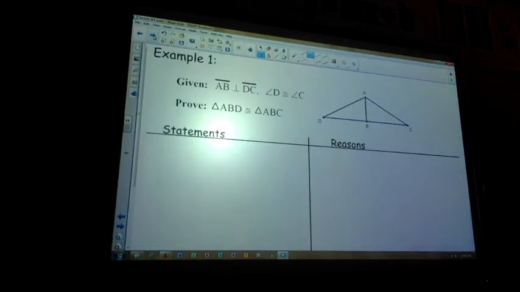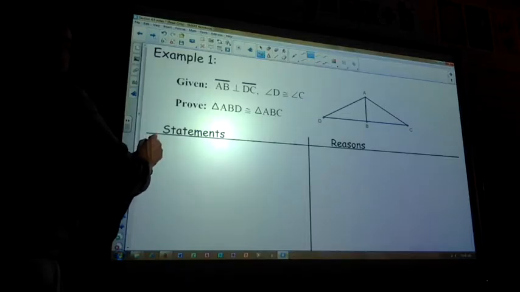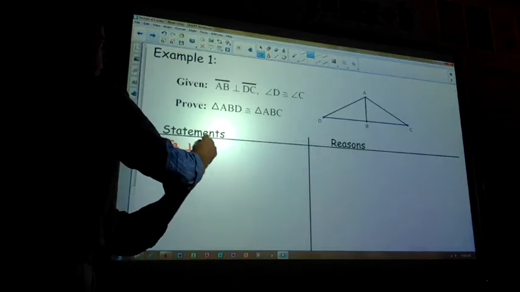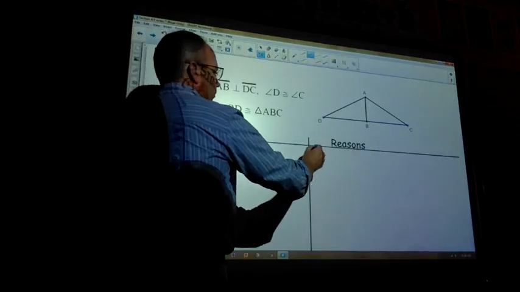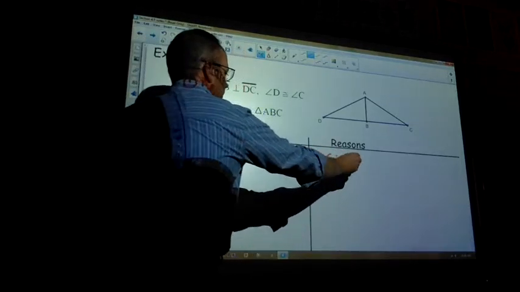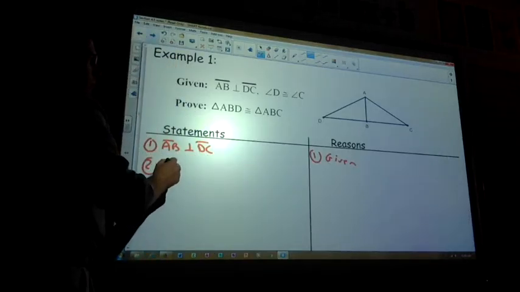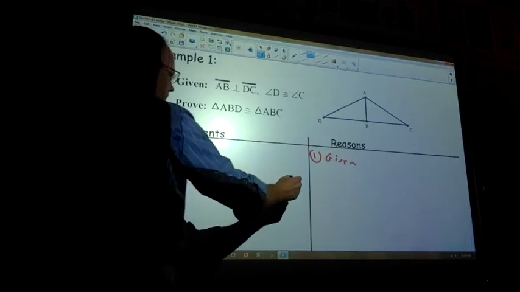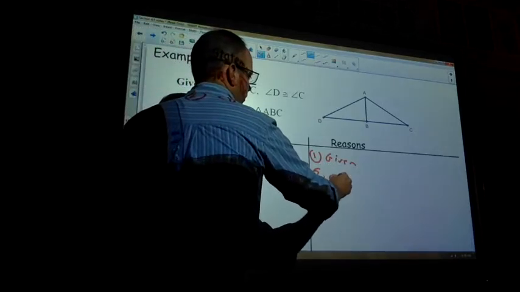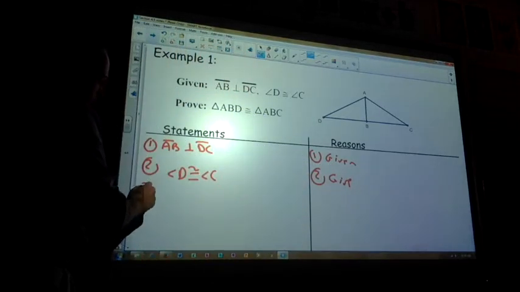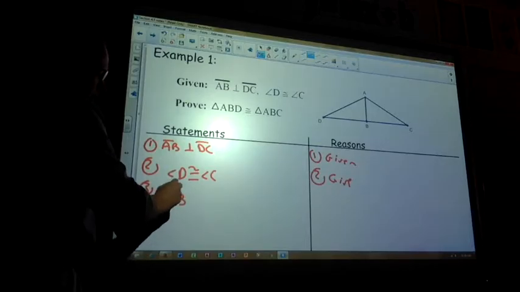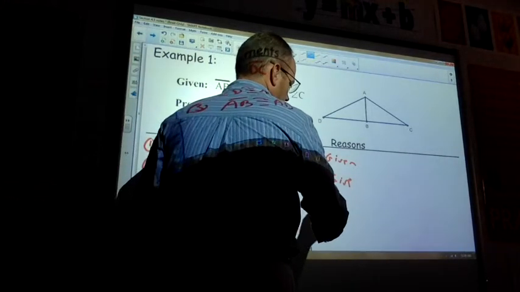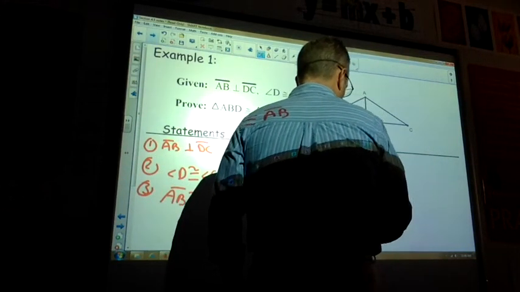All right. So given. Anything up there that's sticking out that should be a go-to? Reflexive. AB is congruent to itself. Love it. Reflexive.